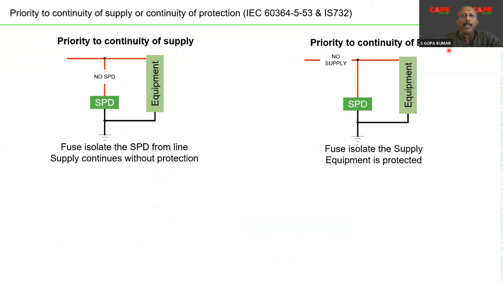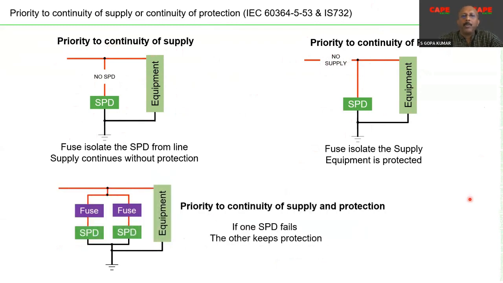While selecting and installing an SPD, you must select whether you want to go for priority to supply or priority to protection. Very important question to be asked to the user. If you want to have both priority to continuity of supply and protection, then you have to go for an SPD under this condition. That means there are 2 fuses and 2 SPDs connected in parallel.